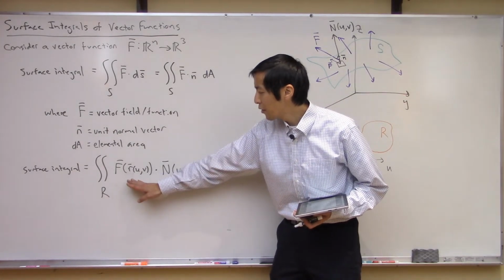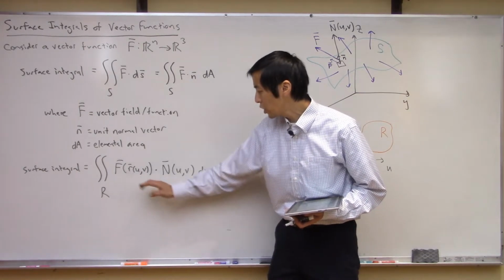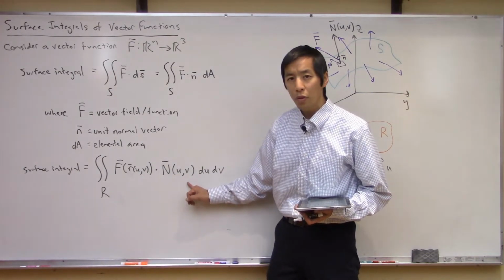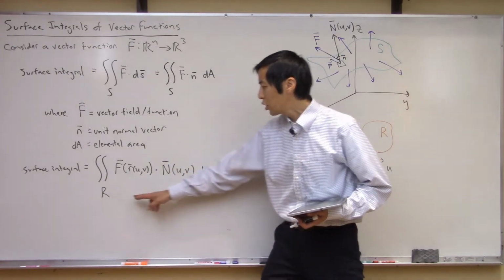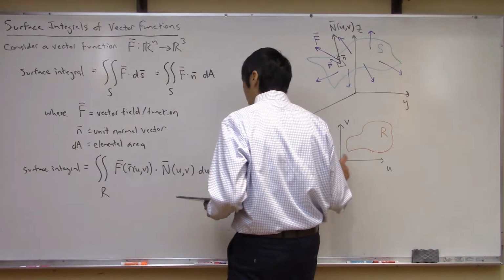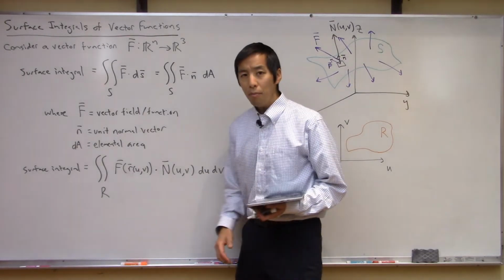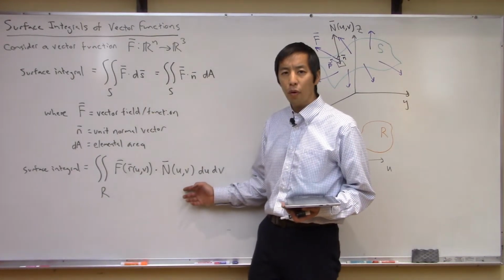This is giving us the vector function at any given location, and then we're going to dot product it with the surface normal vector right here, and then we're just going to integrate over the entire region R down here in the UV plane, right? So that's the game plan. This is the handy dandy formula of how to do this.